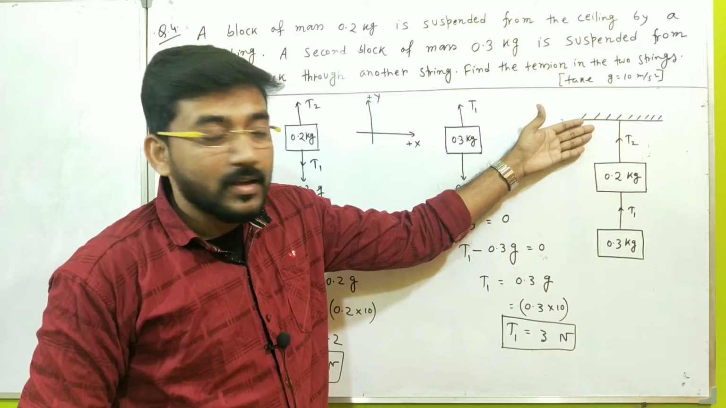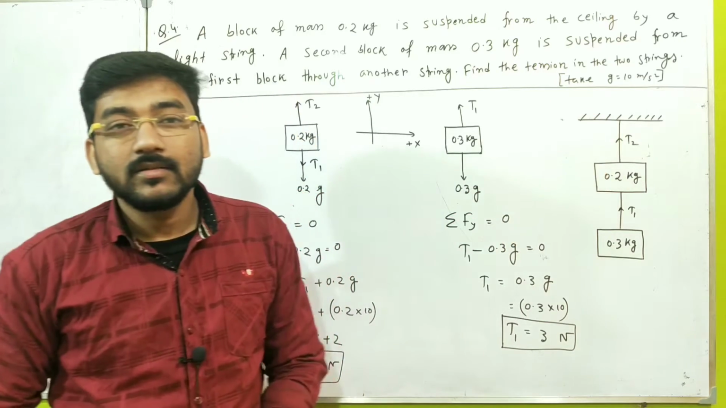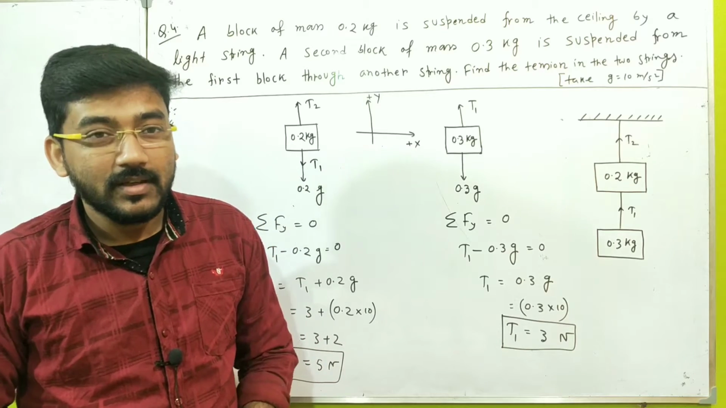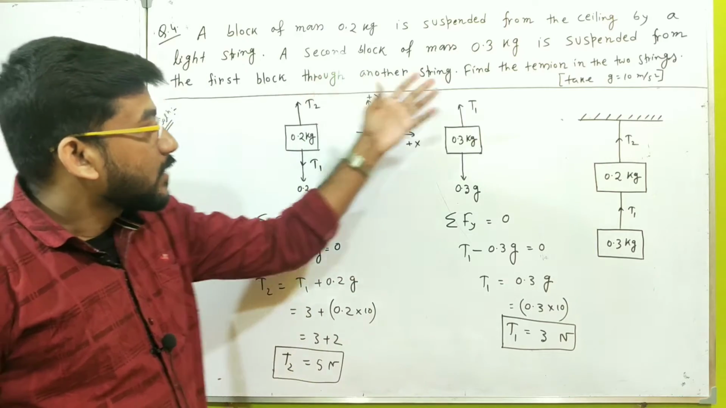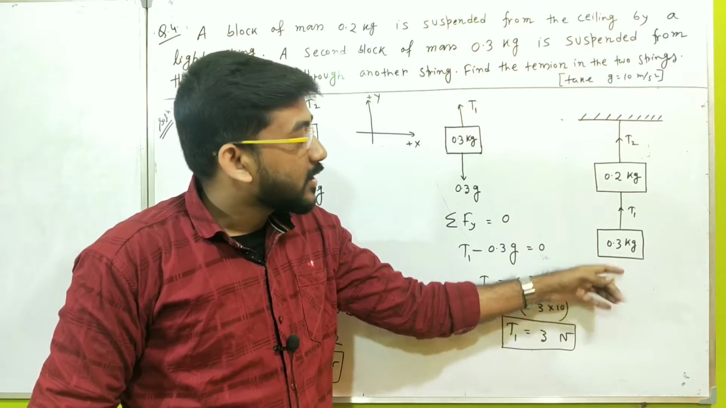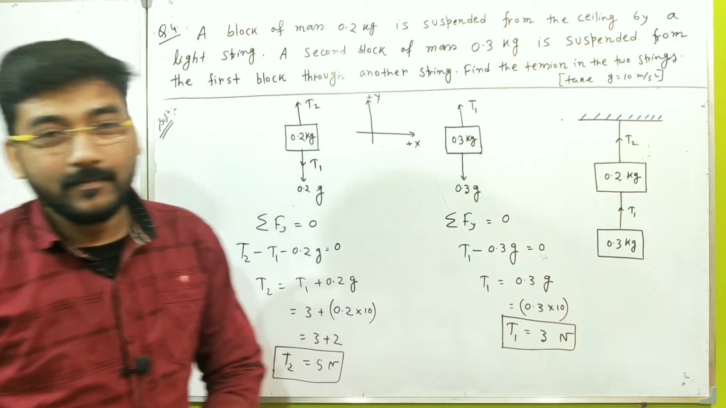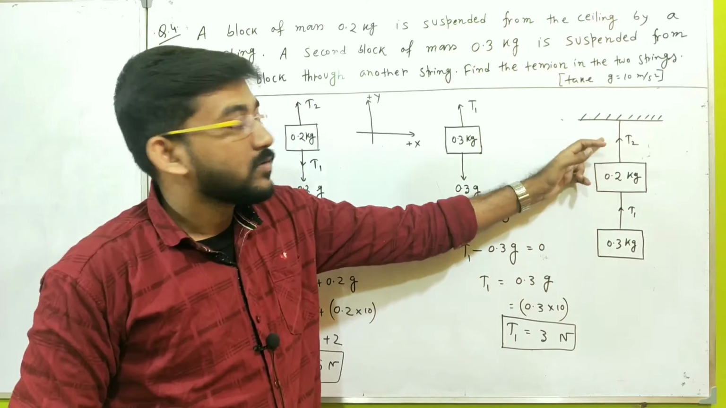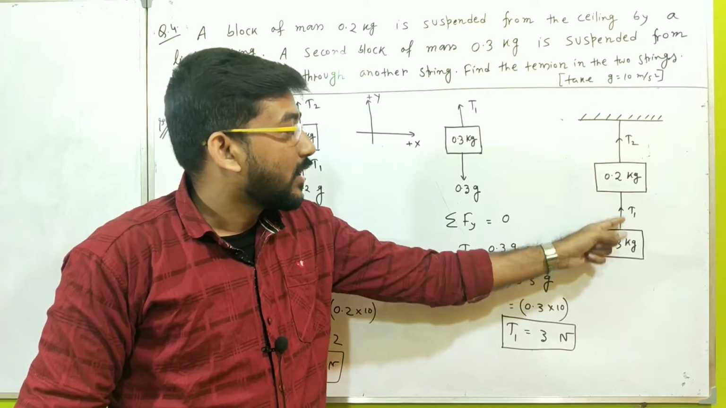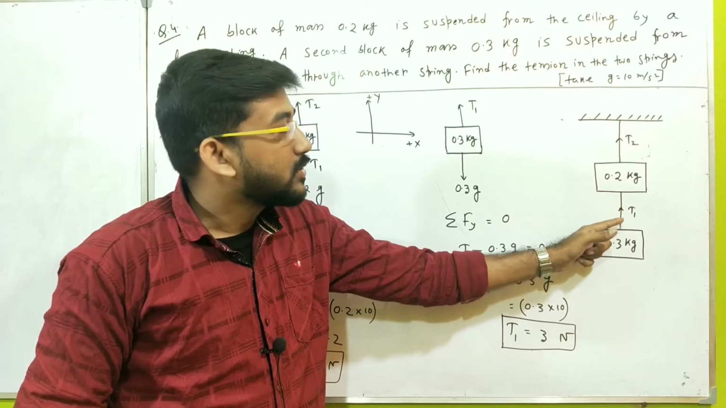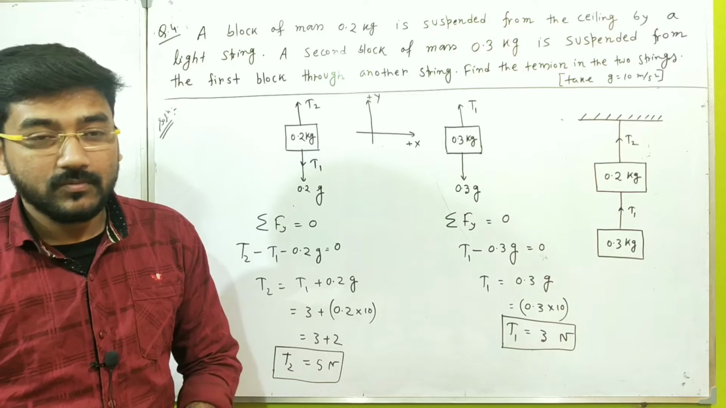This is the ceiling and a 0.2 kg block is suspended from this ceiling by a light string. You can take this string as massless, as it is mentioned that it is a light string. Now, the second block of mass 0.3 kg is suspended from the first block, that is from the 0.2 kg block, by another light string. So, there are two strings, so two different tensional forces will arise that I have shown here. I have taken this tensional force as T1 and this one as T2, and we have to find out T1 and T2.